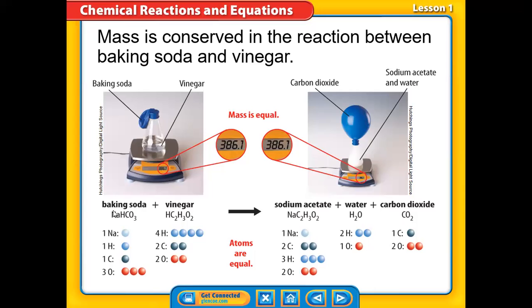Do you know this experiment? Baking soda, like baking powder, which we use in making dough and things like this. And here, vinegar. So let's see what represents the number of atoms of each element. One sodium, one hydrogen, one carbon, and 3 oxygen. And here 4 hydrogens, 2 carbon, and 2 oxygen. Then once we add them together, they react to produce water, carbon dioxide, and sodium acetate.